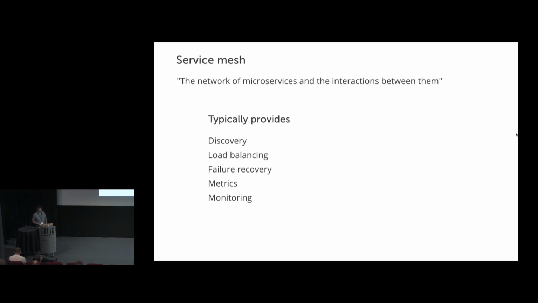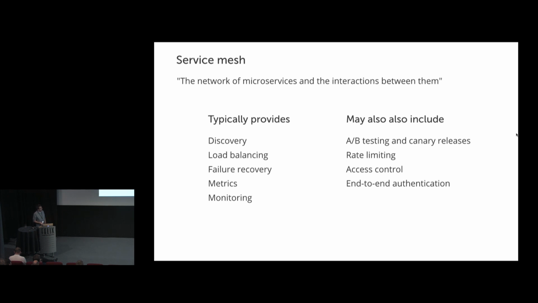And a service mesh typically adds things like discovery, load balancing, failure recovery, metrics, and monitoring, which are all interesting properties. But they could also include other things like A/B testing and canary releases, so we can push out a new version and just direct some of the traffic to this new version. We can do rate limiting, we can do access control, and we can do end-to-end authentication. This is one of the things that Istio adds.